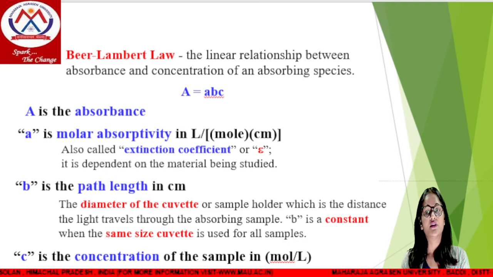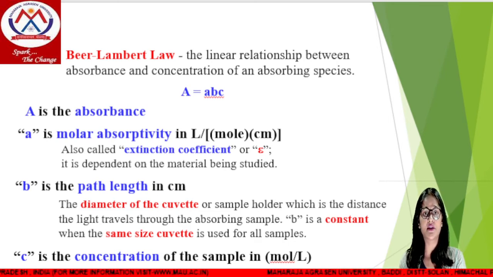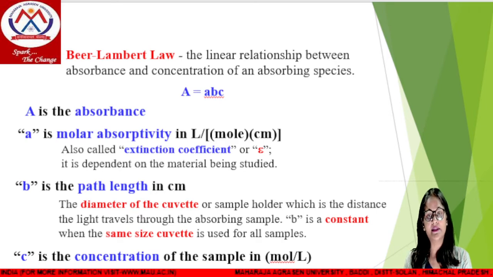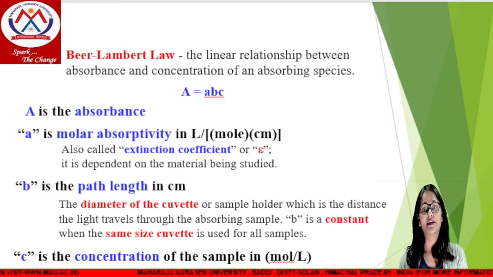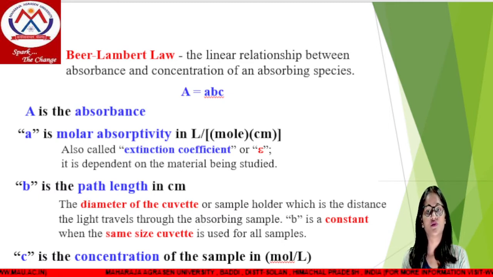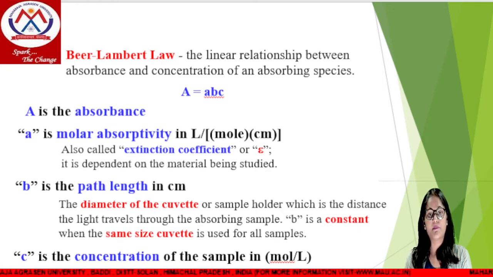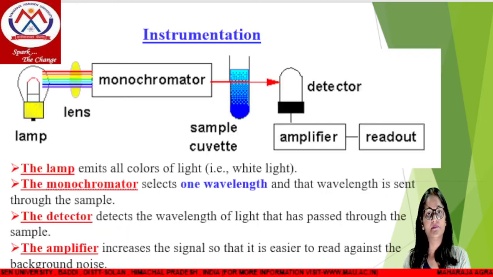where capital A is the absorbance, small a is the molar absorptivity, also called the extinction coefficient, and it depends on the material being studied. b is the path length. The diameter of the cuvette or the sample holder is the distance the light travels through the absorbing substance. So if the same size cuvettes are used, the path length will be constant. c is the concentration of the sample which we are studying.